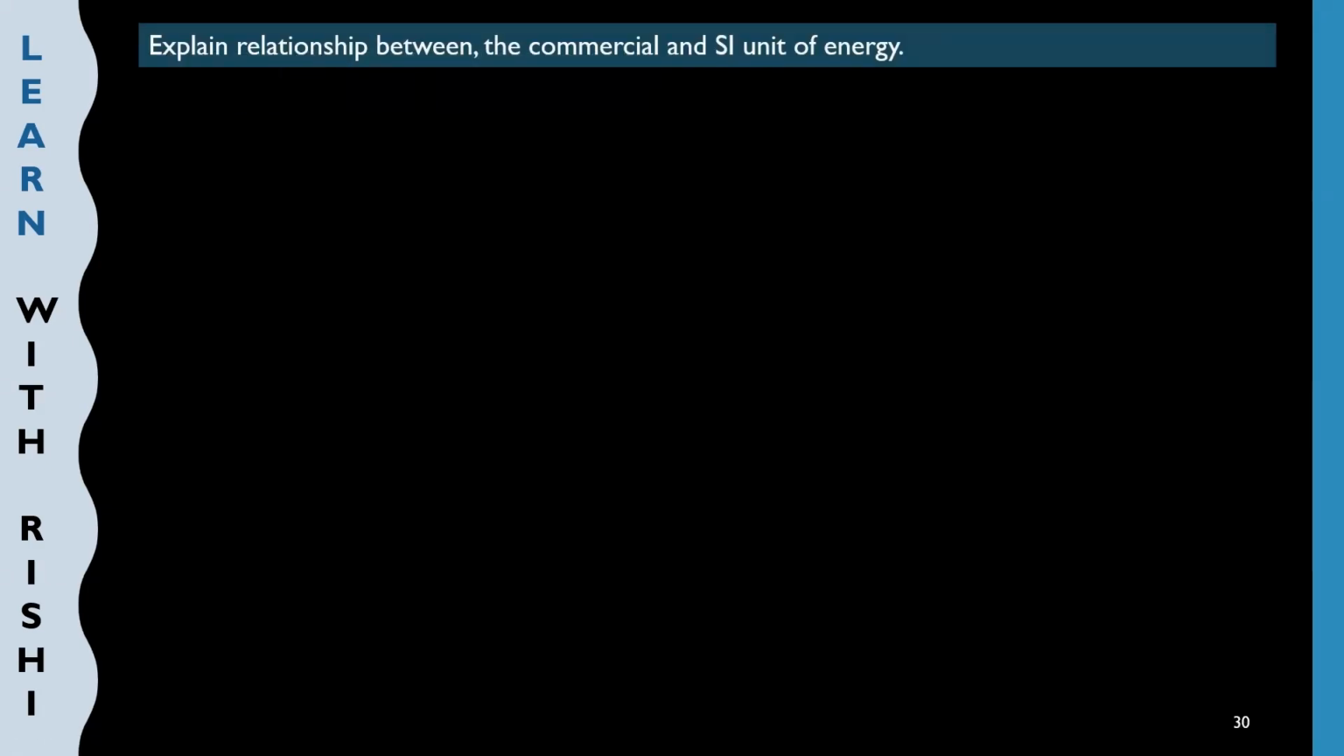Explain the relationship between the commercial and SI unit of energy. So the SI unit of energy is joule and the commercial unit of energy is kilowatt hour. So between joule and kilowatt hour, what is the relation that we have to explain? So first of all, I will write here commercial unit of energy, that is equal to kilowatt hour. So this is our commercial unit of energy. And the SI unit of energy is joule.